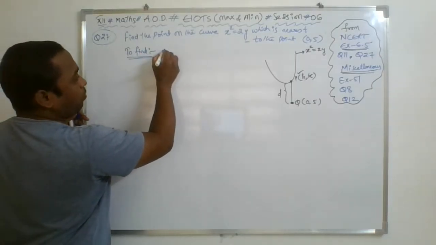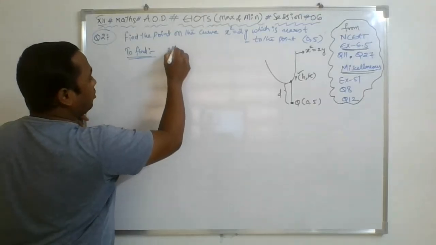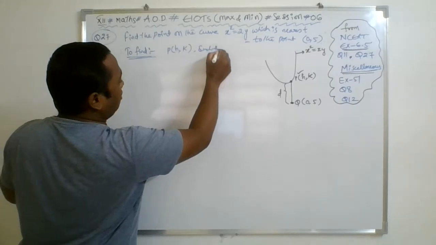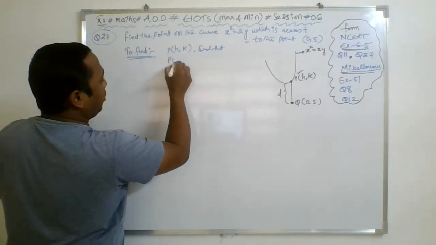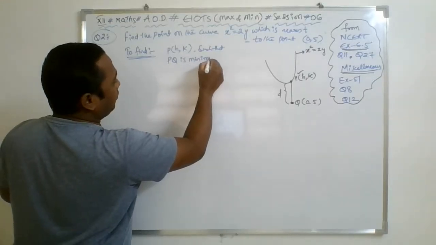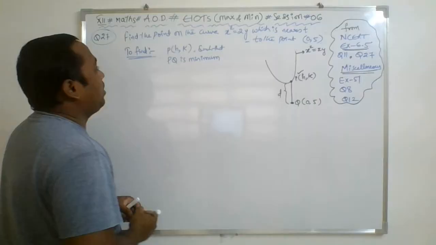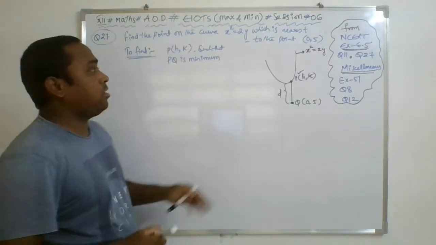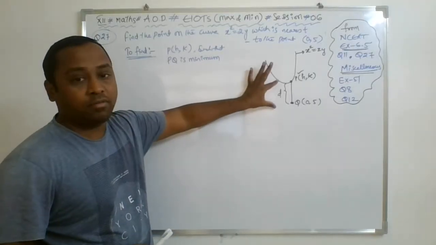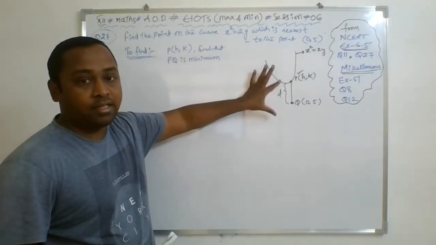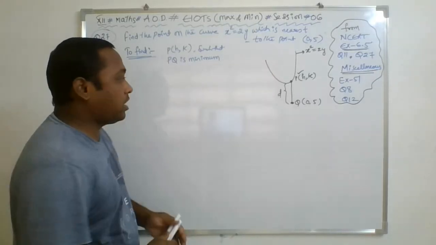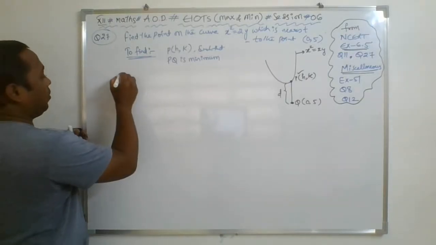I have to find the point P (h, k) such that PQ is minimum. So this is what the question says. Ultimately the distance function must be minimum, hence the distance function should be differentiated. So first I will apply the distance formula.